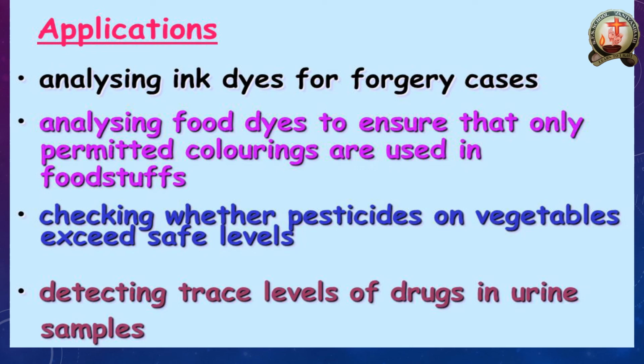Detecting the level of drugs in urine samples: if someone consumed a drug and died, they are going to check how many levels, how many parts per million of cyanide are present in the body. That is also checked by this chromatography method.